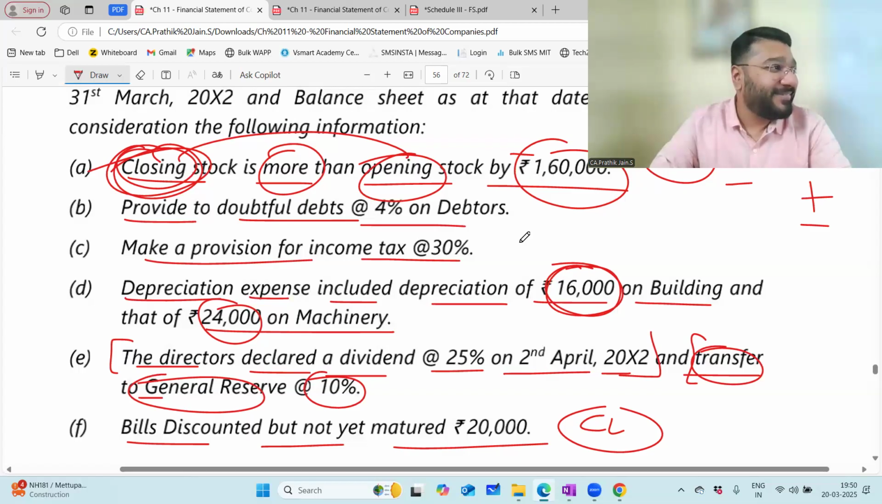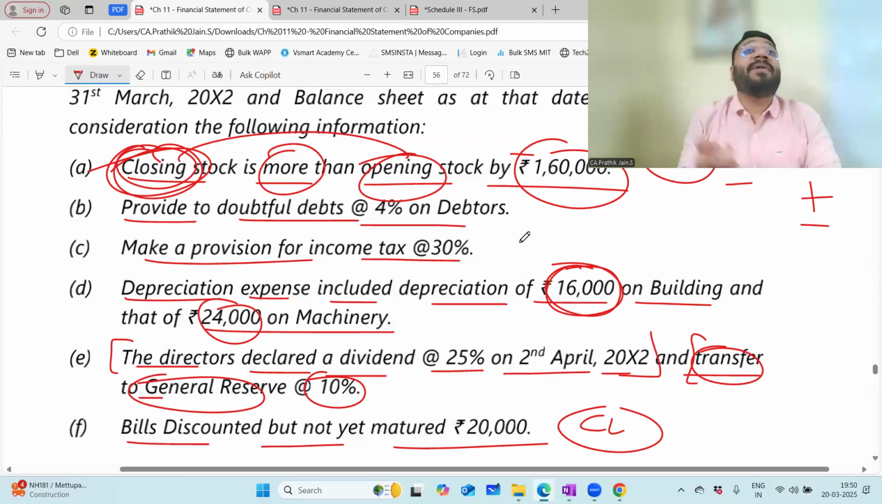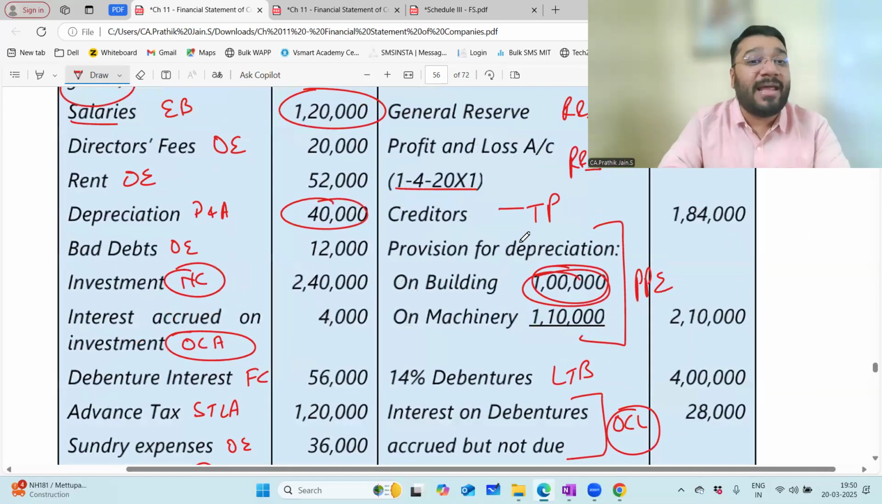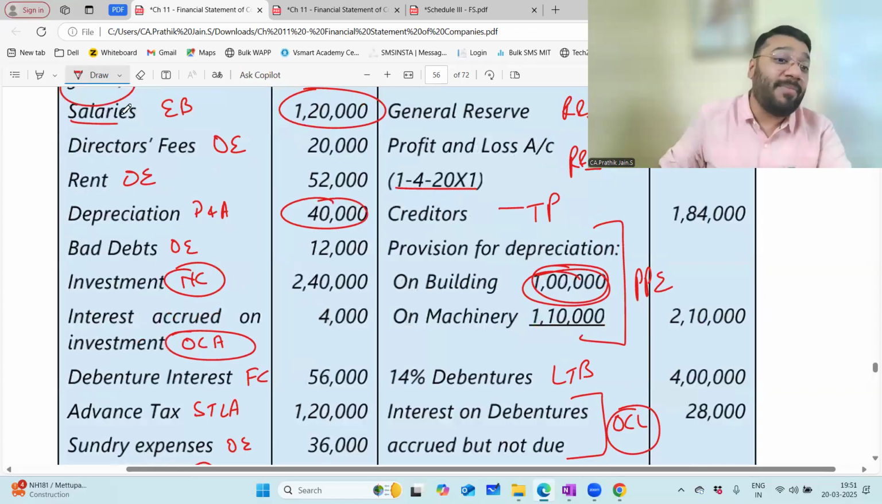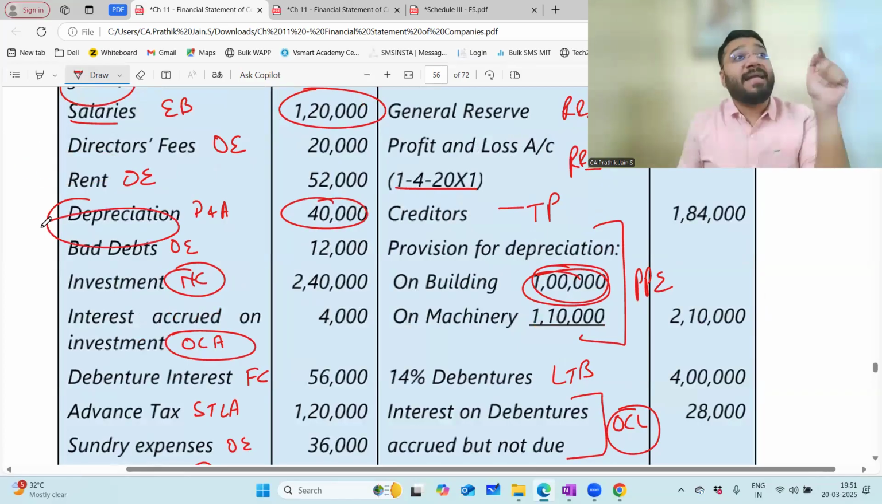Gaurav. Trading account, trial balance. Very good. He's got the point. If depreciation entry is not passed, how will the depreciation come inside the trial balance? If depreciation is there in the trial balance, means my accountant has passed the entry for it. Do you agree with me?